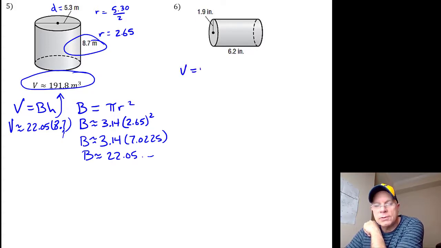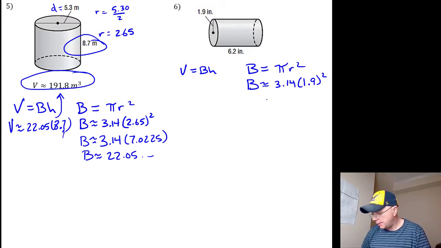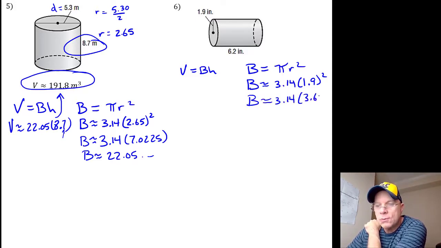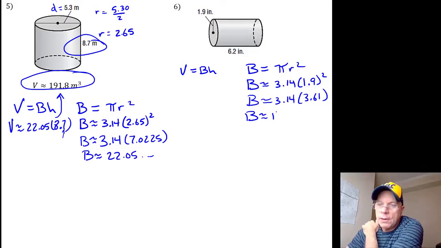Number 6, volume equals area of the base multiplied by the height. Area of the base, since it's a circle, is pi r squared. Area of the base is approximately 3.14 multiplied by 1.9 squared. I really should know 19 squared. I think it's 361. So I think 3.61, but let me double check. 1.9 squared, 3.61. So area of the base is approximately 3.14 multiplied by 3.61. And that is 11.3354.